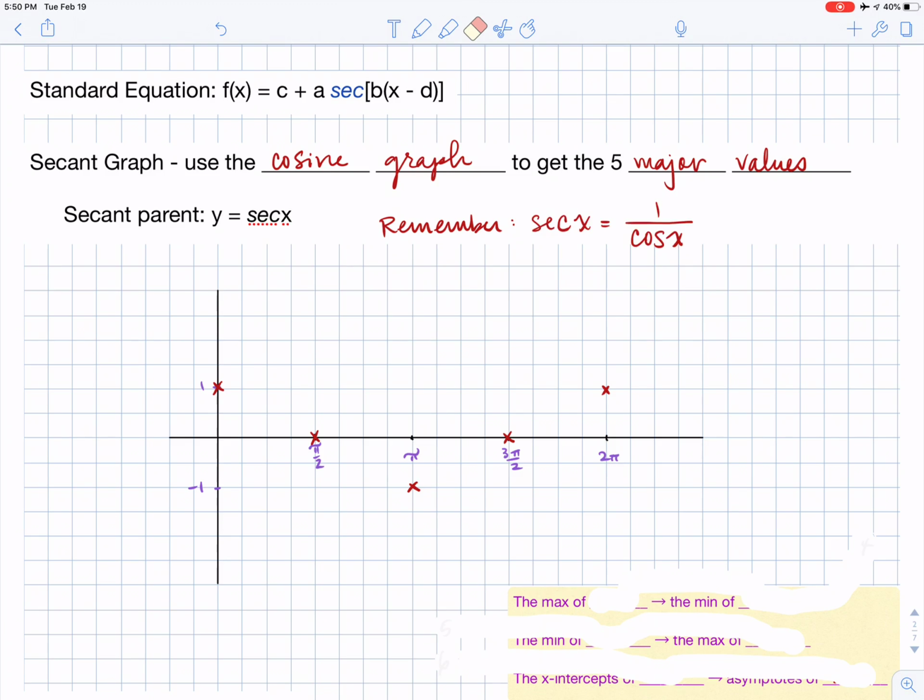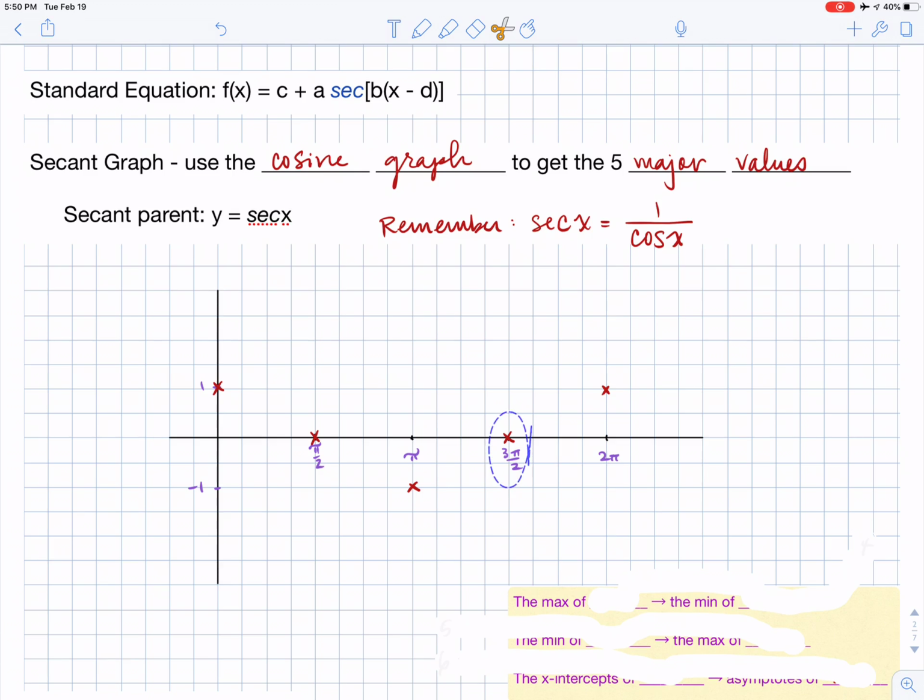So remember that secant is the same thing as 1 over cosine. So if you'll go to your unit circle and ask yourself, where does cosine equal 0, you'll find that that's going to equal 0 at pi over 2 and 3 pi over 2. Which are also the x-intercepts.